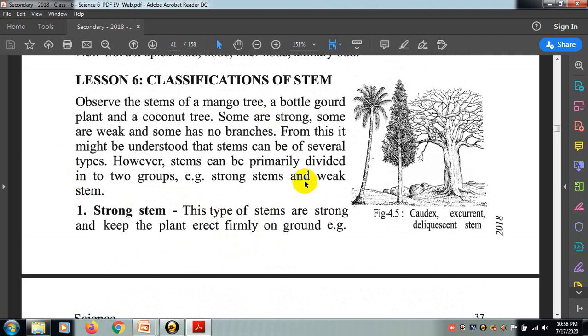If we just read here: observe the stems of a mango tree, bottle gourd plants or a coconut tree. Some are strong, some are weak, and some have no branches. From this, it might be understood that stems can be of several types. However, stems can be primarily divided into groups, for example, strong stems and weak stems. Okay.